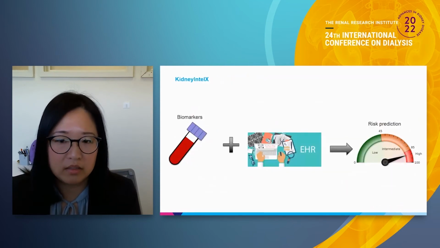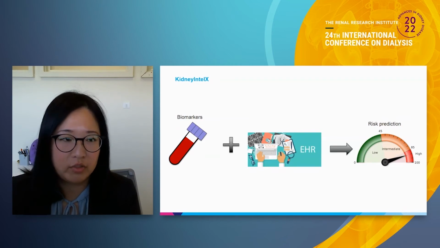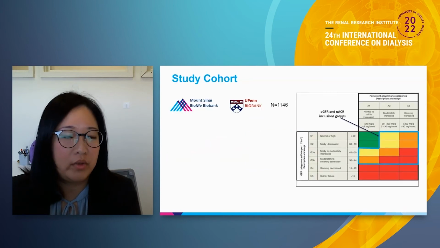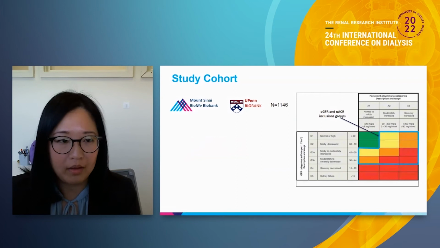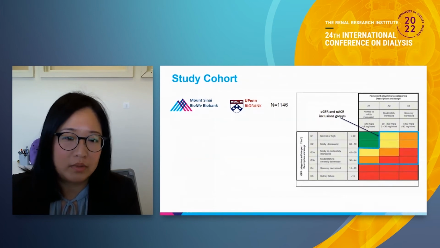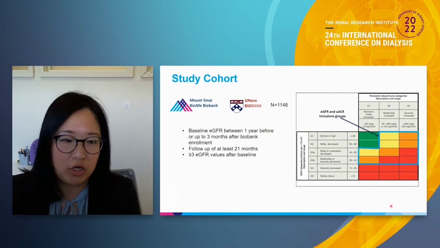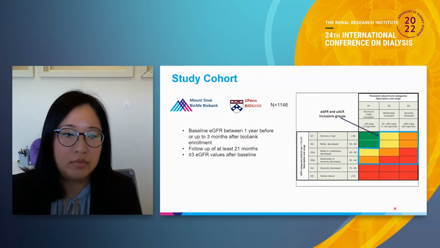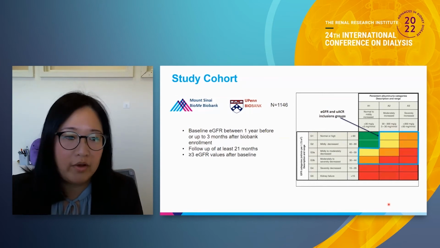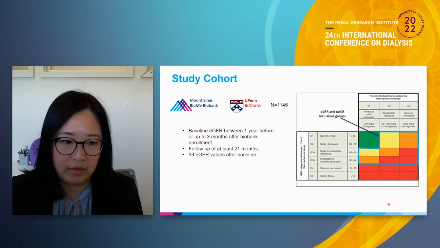So Kidney IntelX is a model where we aim to combine biomarker data with EHR data to generate risk predictions for patients with diabetic kidney disease. In the study, we used data from the Mount Sinai Biobank and the UPenn Biobank, and we specifically looked for people who were at moderate risk of developing or having progression. Baseline eGFR values were taken between 1 year before and up to 3 years after biobank enrollment. We required follow-up of at least 21 months, and patients had to have 3 or more eGFR values after baseline.